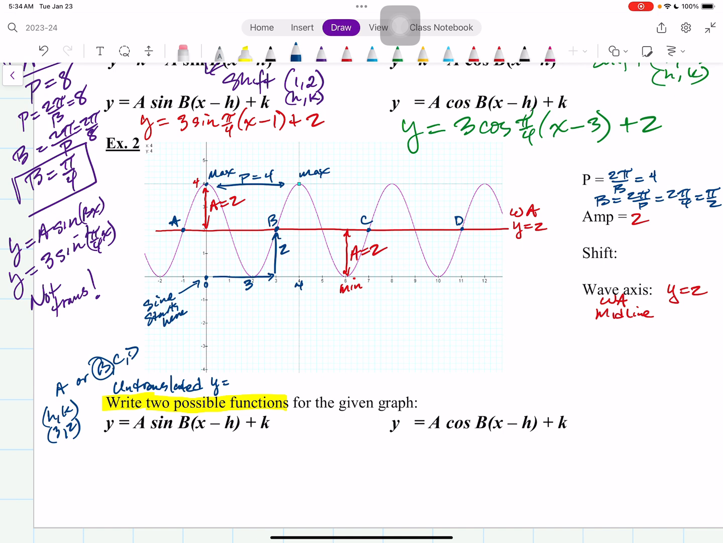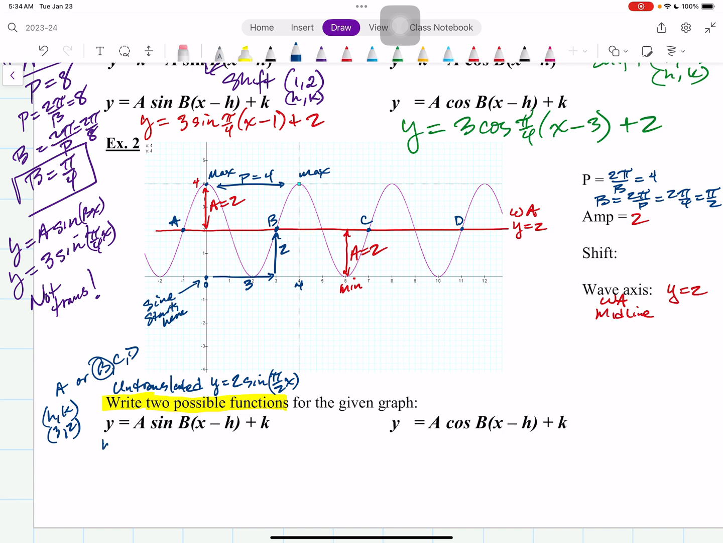Okay, so you start off with the amplitude. A is amplitude, so 2 times the sine of pi halves, because that's b times x. That's untranslated. So you want to translate it though, because this function has been shifted off the origin here. It doesn't go through the origin, and the wave axis is not the x-axis. It's been translated right 3 units and up 2 units.